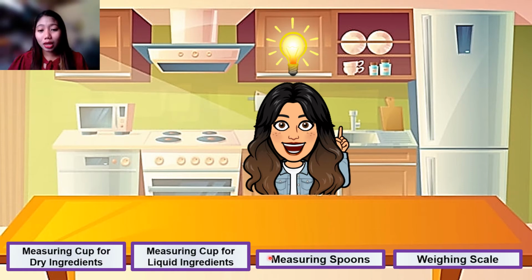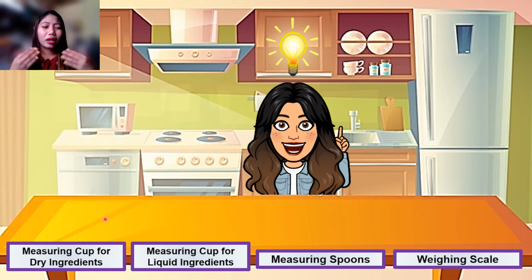What I'm trying to say is, etong mga tools po na ito ay meron ding corresponding na unit of measurement. Meron dyan pang sukat ng kg or kilogram. Meron dyan pang sukat ng cup. May pang measure dyan ng TBSP or tablespoon. So, iba-iba siya. That's why we have different sets of measuring tools because of different types of ingredients and different units of measurement.